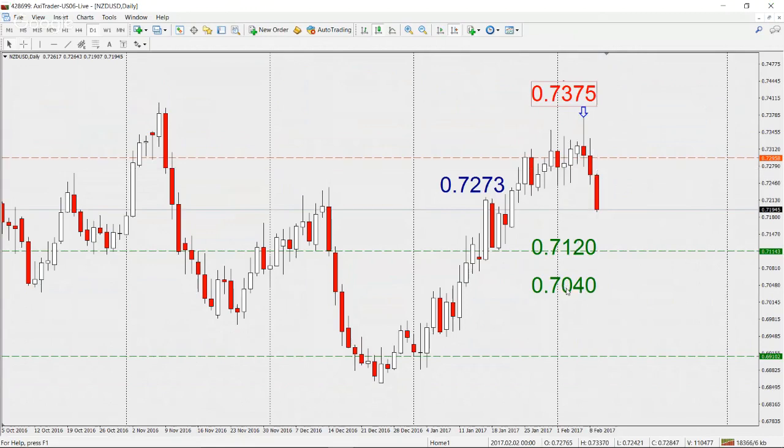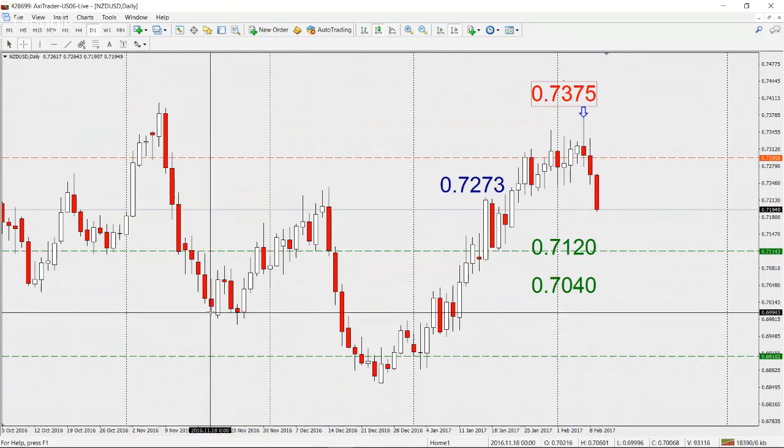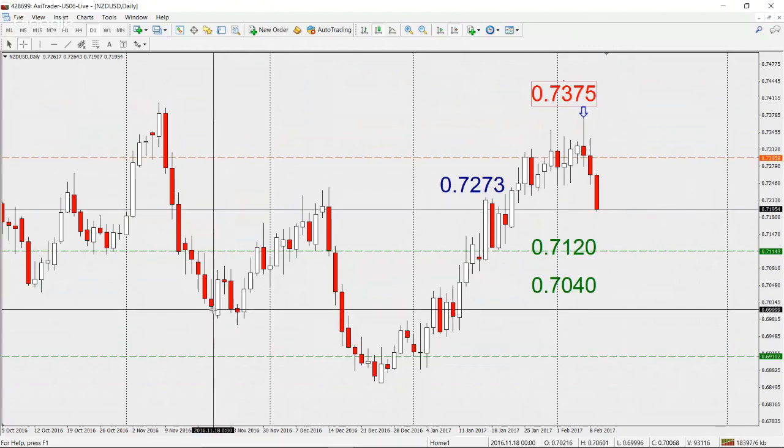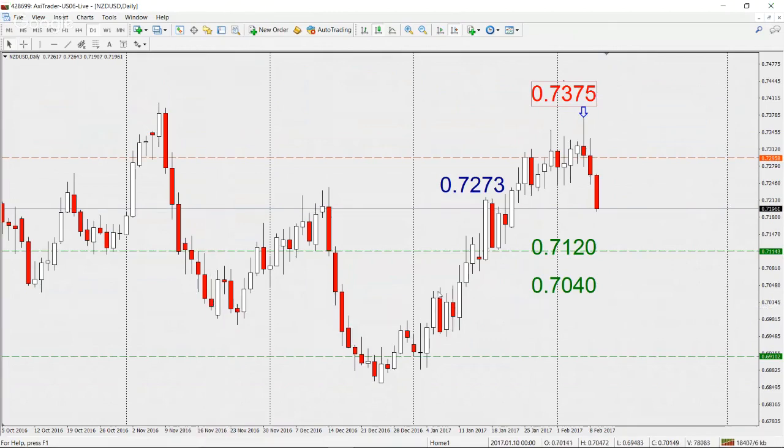I didn't have a third target on this one, but if I did have a third target, I would have put it down off of these lows right here, which is around 69.90 or 70. Okay, so that's a kangaroo tail, but that's not what we're going to be talking about today. We're going to be talking about a special case of a double top and a double bottom.